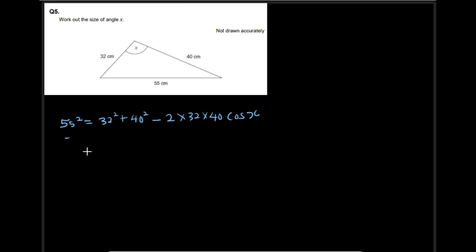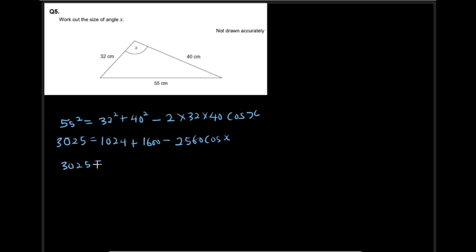Alright, so simplifying further, 55 squared is equal to 3025. So we have 3025 equals 32 squared, which is 1024, plus 40 squared, which is 1600, minus 2 times 32 times 40, which is 2560, cos x.